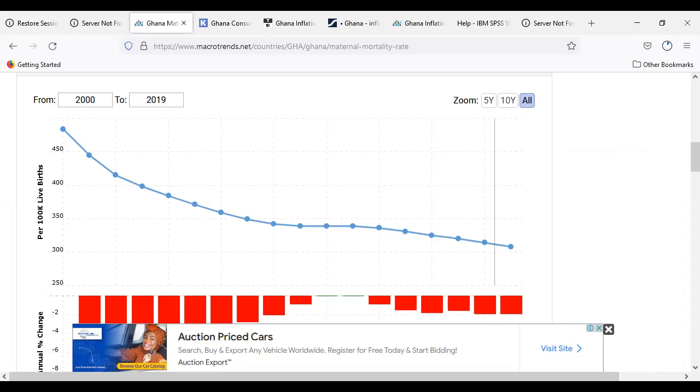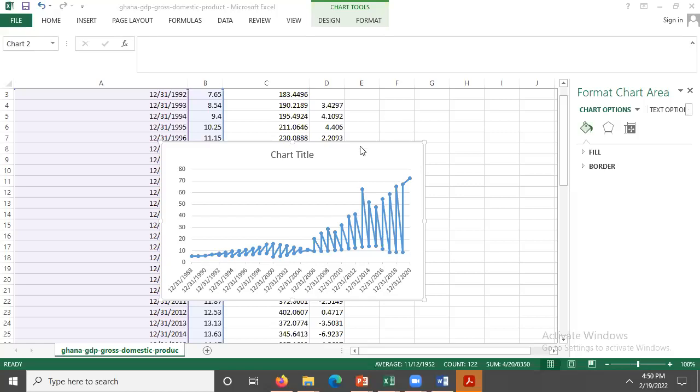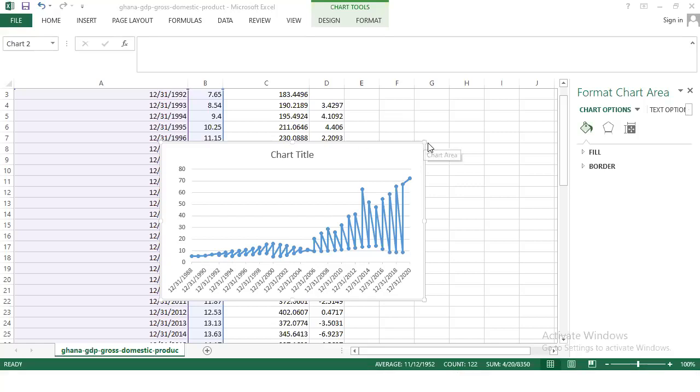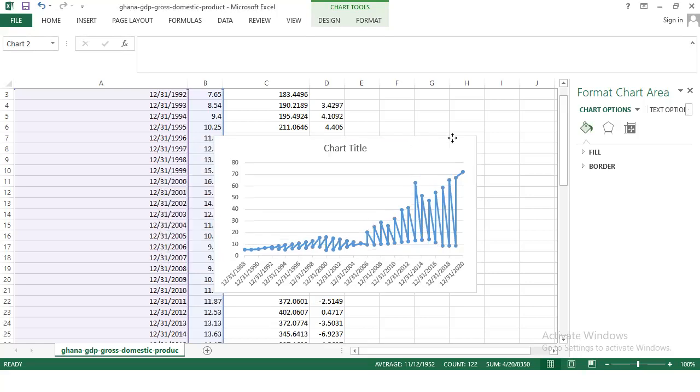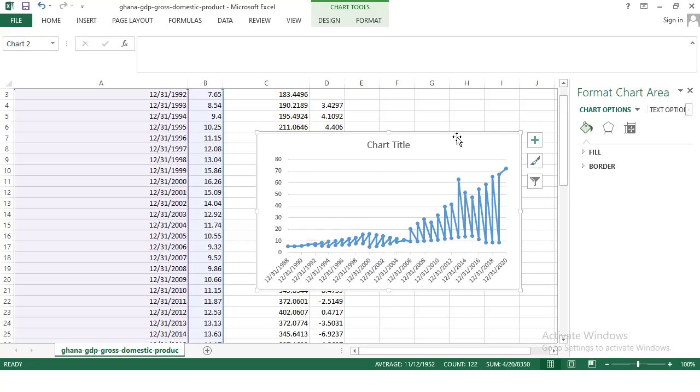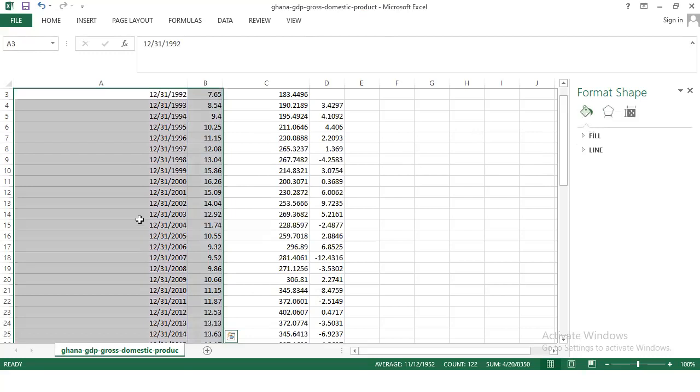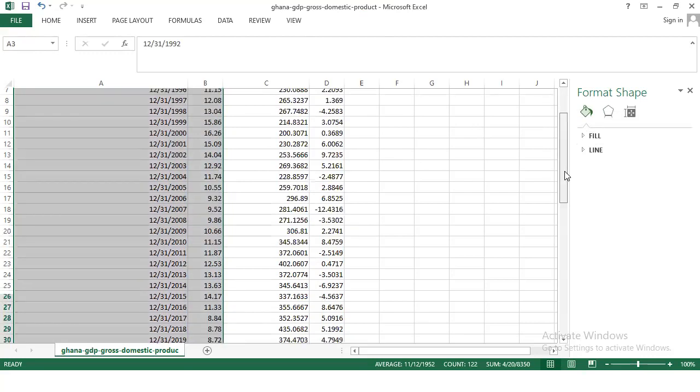Now, we want to look at the trend. We can clearly see there is an upward trend, but with a lot of paths and cycles within this data. So this is the plot for the GDP from 1988 to 2020. A more reflective graph will be for us to select data from around the 2000s.